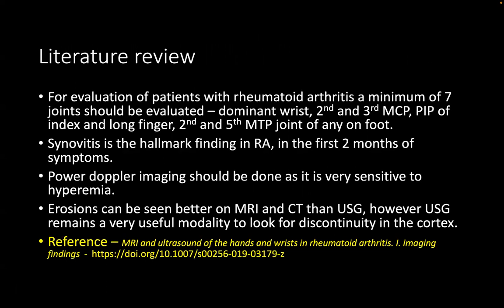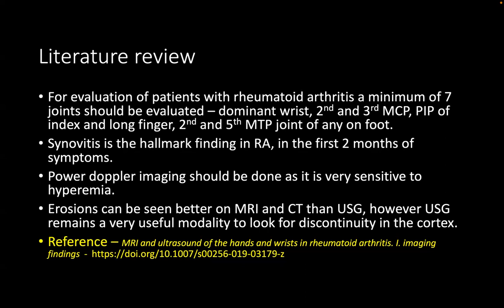On reviewing the literature, for evaluation of patients with rheumatoid arthritis, a few studies have said that a minimum of 7 joints should be evaluated, which involves the dominant wrist radiocarpal joint, second and third metacarpophalangeal joints, proximal interphalangeal joints of the index and long finger, that is second and third finger, and second and fifth metatarsophalangeal joints of any foot. It has been found in a few studies that the second and fifth metatarsophalangeal joints of the foot are usually involved much earlier than the joints of the hands.